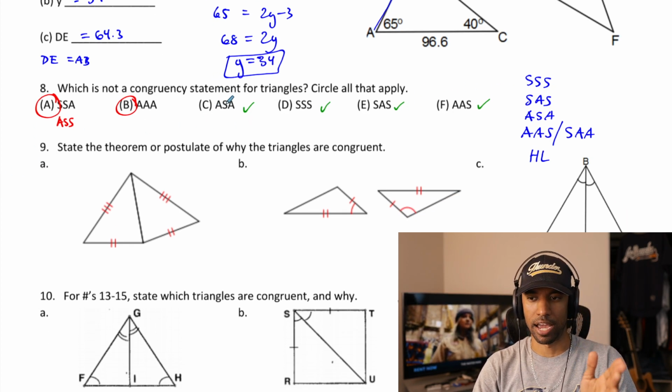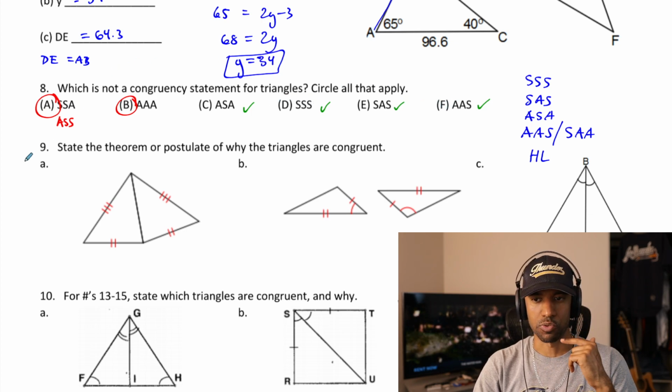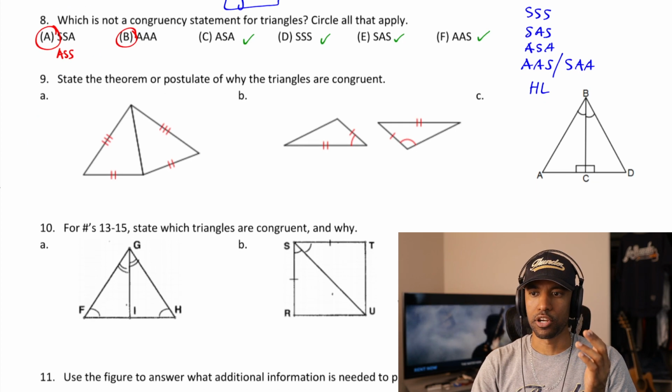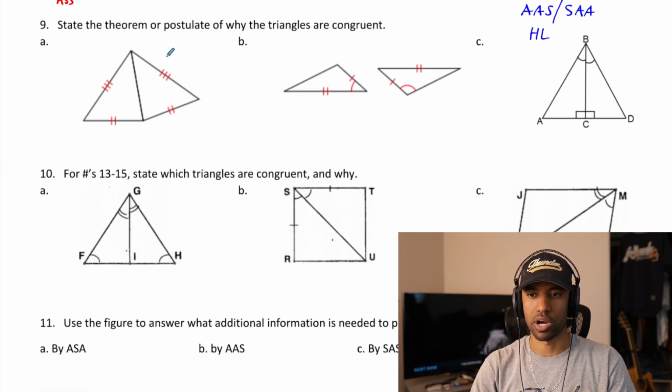So this is what we hunt for, guys. We hunt for any of these sets of sequences as we move forward to number 9. State the theorem or postulate of why the triangles are congruent.